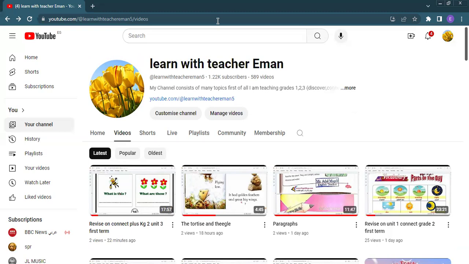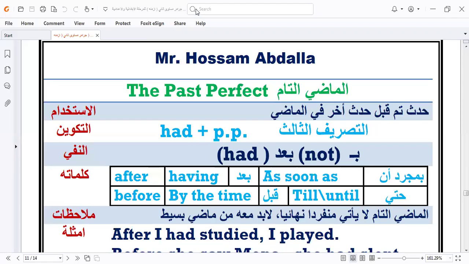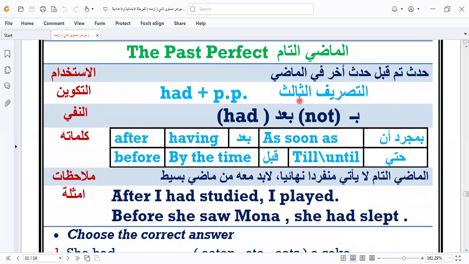Okay, let's go to our lesson today. Last class, we took the present perfect tense. Today, our lesson is about the past perfect tense. When do we use this tense? Can you guess? We use this tense for an action that happened before another action in the past.